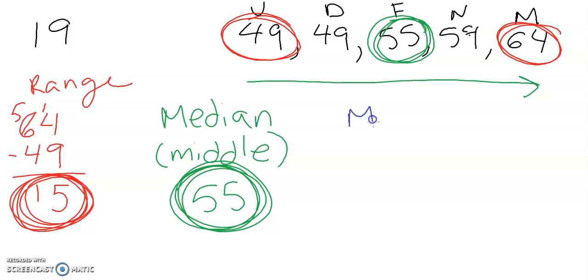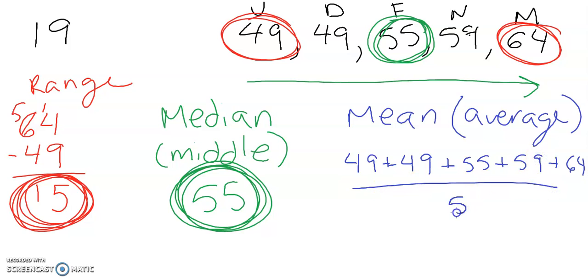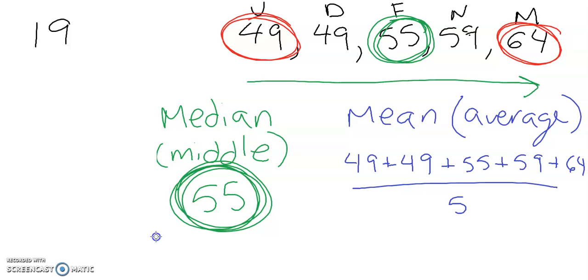Part C is the mean, which is another word for the average. And that is when you add all the numbers up and divide by the number of numbers. So you're going to have 49 plus 49 plus 55 plus 59 plus 64. And then you're going to divide it by 5. All right, so I'm going to erase the range and the median so that we have a little more room to do that.